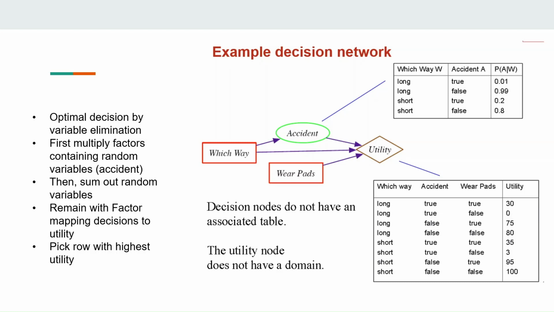Then how would a policy look in this example? So a policy would just be where you say, at the start, for the optimal outcome, you take, for example, the shortest way and you wear your pads. Does that make sense?